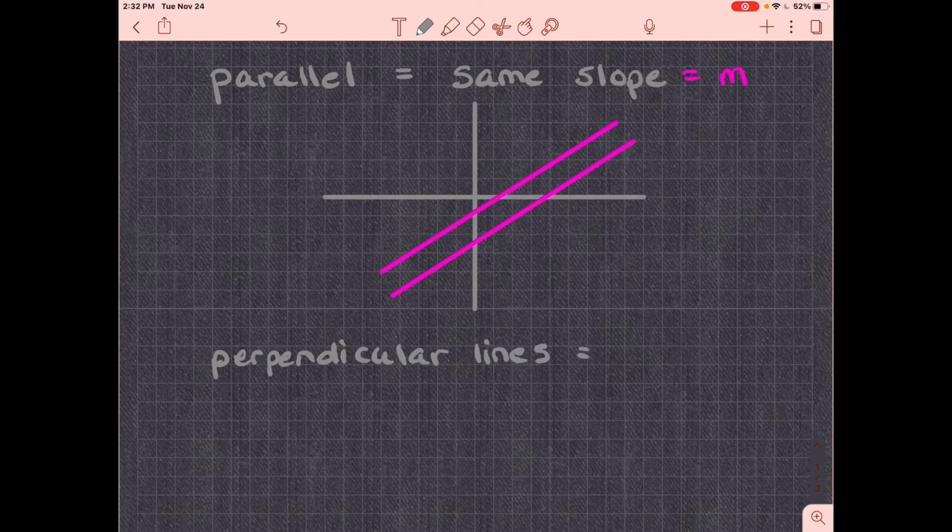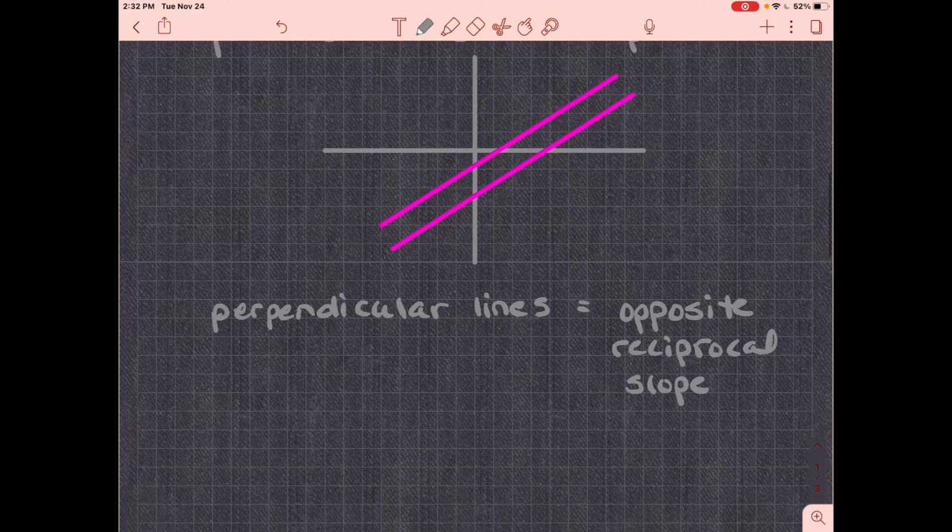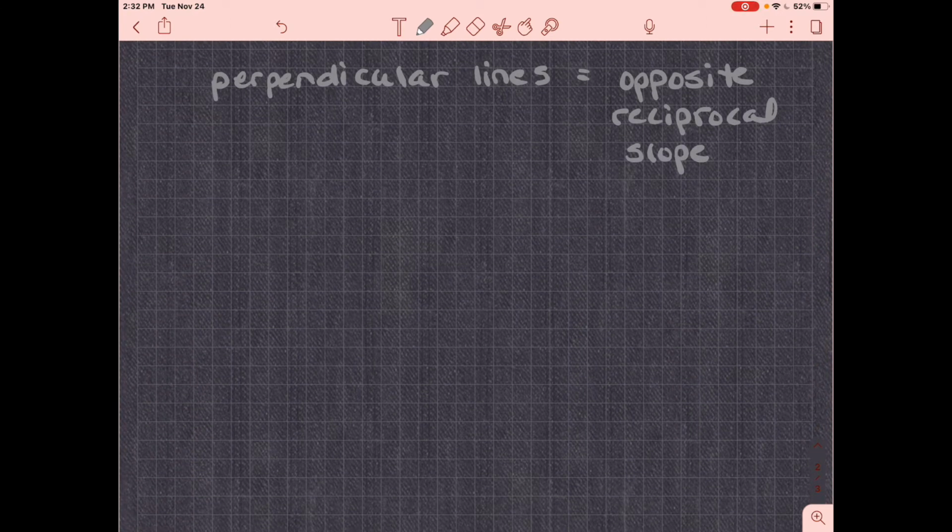The next thing that you need to know is that perpendicular lines have opposite reciprocal slope. So what does that mean? Well, perpendicular lines cross exactly like the axes do. The vertical line and the horizontal line are perfectly perpendicular, right?